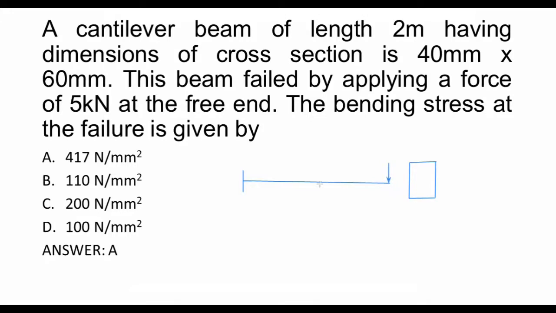And how much is that load? 5 kilonewton. Okay, and what is asked? The bending stress. So what is bending stress? Let us write the equation first. F by y is equal to M by I is equal to E by R. This is the equation. So here we have to find M value. What will be M? M will be equal to W into L. So what is W? 5 kilonewton load, correct? And span is 2 meter. So answer is 10 kilonewton meter.